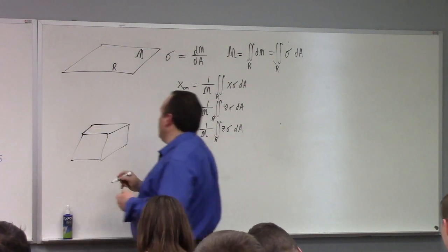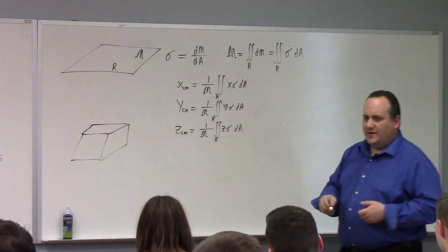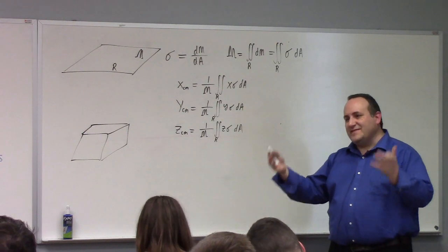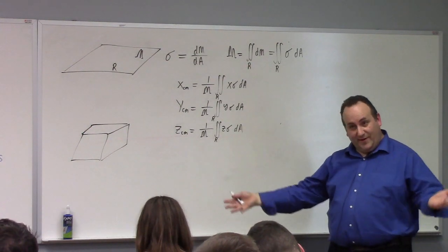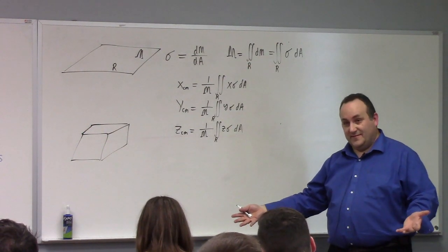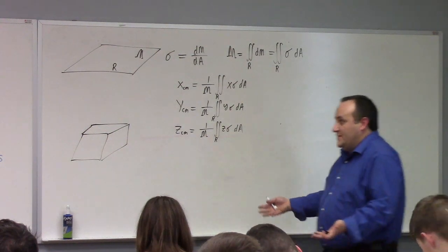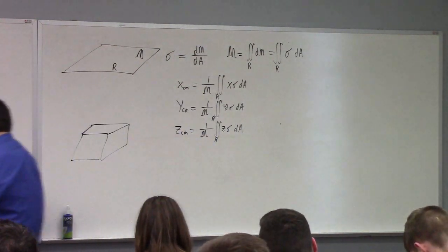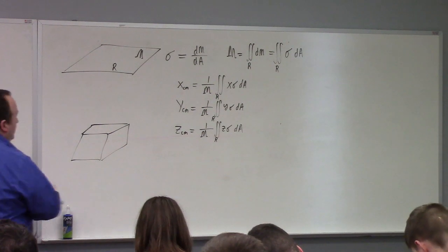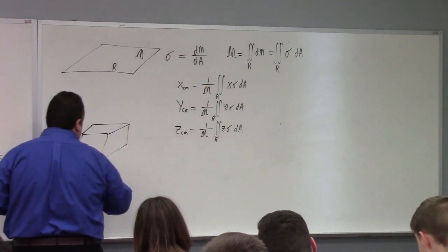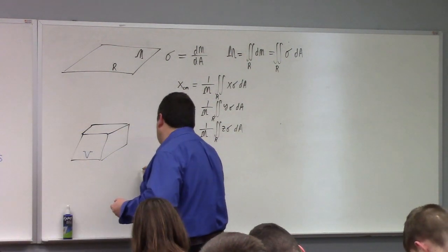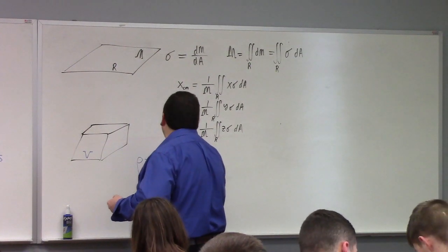So on the other hand, if we have a solid region, this is a class on physics. Physics is 2 and 3 dimensional. Do you not want me to talk about 2 and 3 dimensions in here? Of course you want me to talk about 2 and 3 dimensions. Anyway, so here if we have a volume, the density in terms of volume is dm.